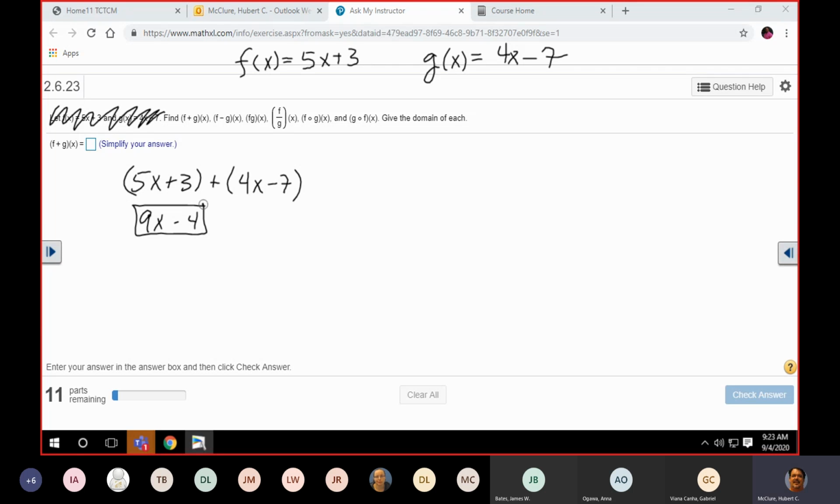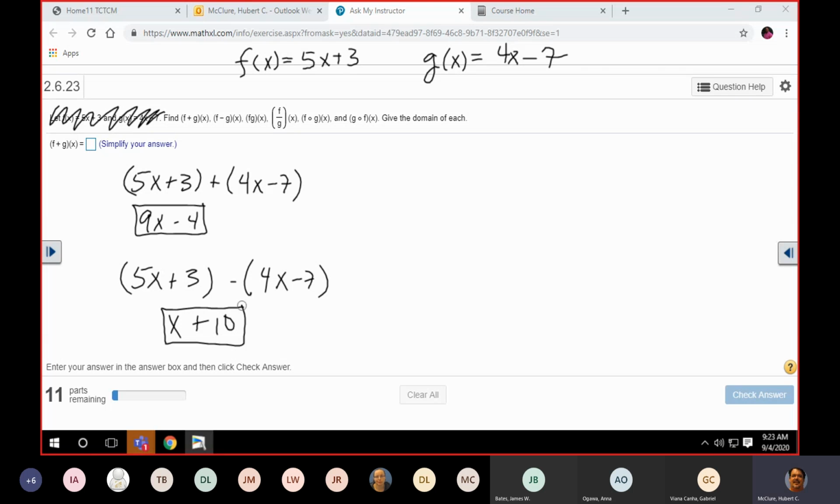Okay, f minus g. So that's going to be 5x plus 3 minus 4x minus 7. That's going to be 5x minus 4x is x. And 3 minus a negative 7 is 3 plus 7, which is 10.